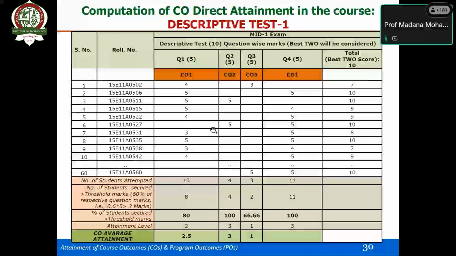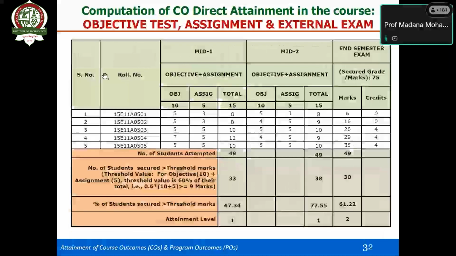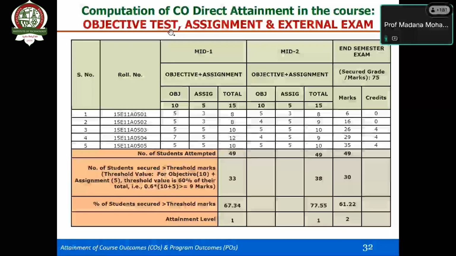Then coming to the next component of internal evaluation, what is the next component? So that is assignment plus objective test combination. Here I have taken the combination. Similarly, you can do it for the descriptive test also. Then coming to the objective test, assignment and external. So here you can see objective plus assignment total marks are taken, then end exam marks total taken. If you have question wise marks, you can follow the same process as used in the descriptive test.